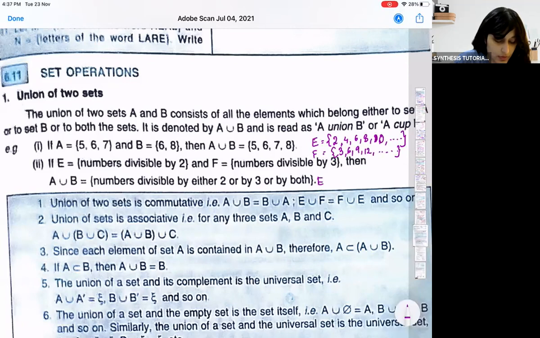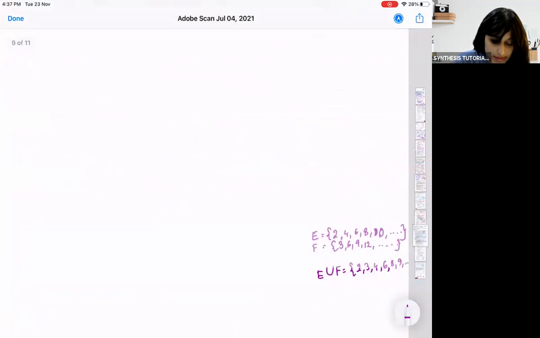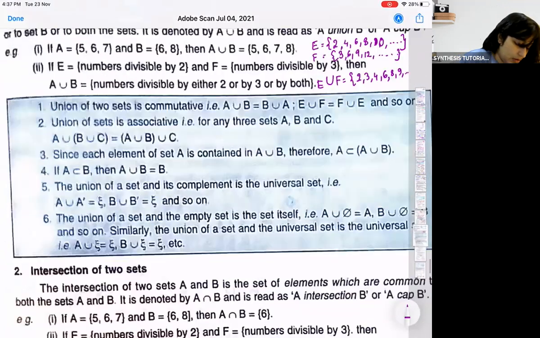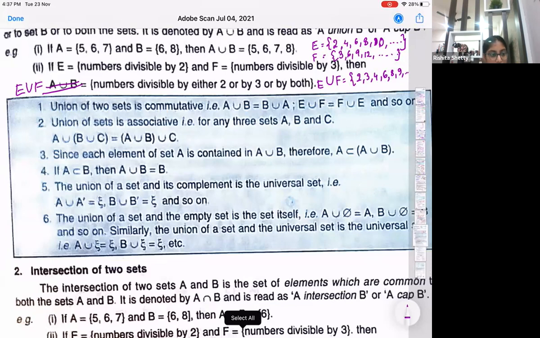So if I were to do E union F, what will it be? 2, इसका 3, ऊपर का 4, फिर 6, फिर 8, फिर 9, so on. Are you understanding? So for the union, you will take both. Okay, so ये एक printing error है, यहाँ पे सिर्फ ऐसे होना चाहिए E union F. Got it, Rishita? So even if there is one common element in both sets, then it will be called a union.